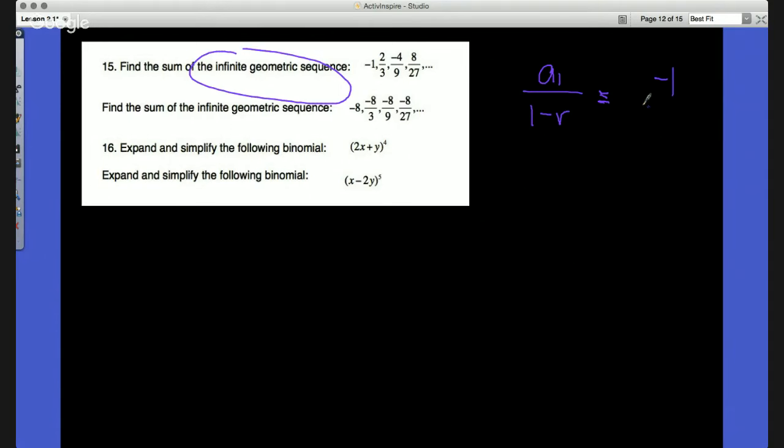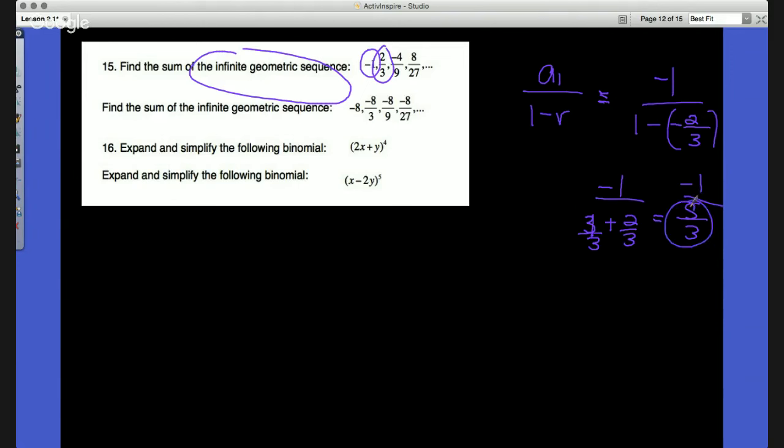So a of 1 is negative 1. And what do we do to go from negative 1 to 2/3? Notice the sign changes each time. As I keep progressing, it's multiplying by 2 on the top and by 3 on the bottom. Notice too that this is negative. You can tell by the fact that it alternates signs. So we have negative 1 over 1 plus 2/3. 1 plus 2/3 is the same as 3 over 3 plus 2/3, because we need a common denominator, which gets me 5/3. Negative 1 divided by 5/3, we flip it, do the flip-de-flip, to get negative 3 over 5 as my answer for the sum of the infinite geometric sequence in this example. Okay?